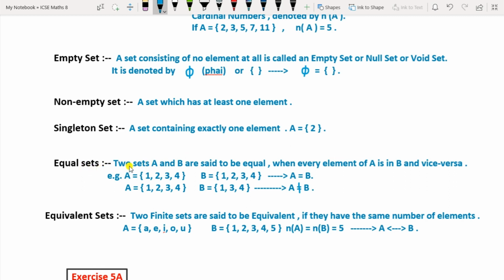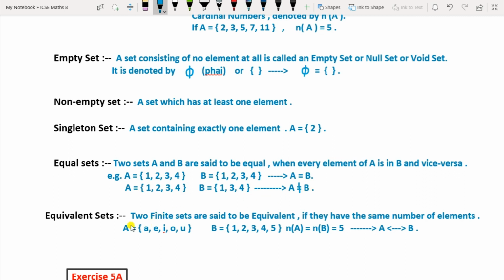Equal sets. Two sets A and B are said to be equal when every element of A is in B or every element of B is in A. Then it is called an equal set. For example, A is 1, 2, 3, 4. B is also 1, 2, 3, 4. Here we should remember that the cardinal numbers are the same and the elements are also the same. Then only A is equal to B. Now if in one of the sets one of the elements is not there, suppose A is 1, 2, 3, 4 and B is 1, 3, 4, one of the elements, 2, is missing in B. Then A will not be equal to B.